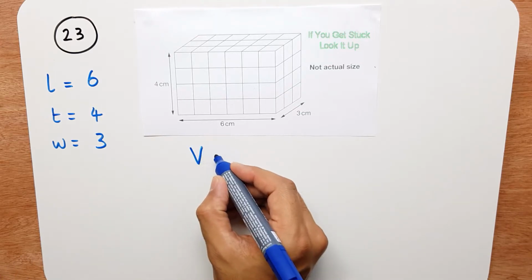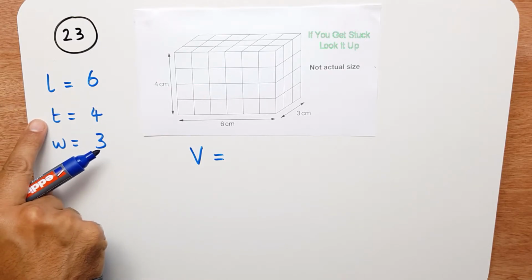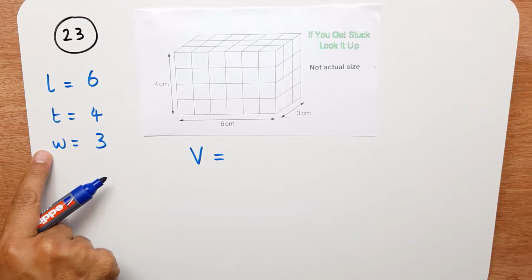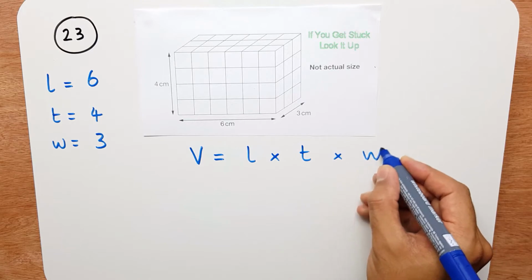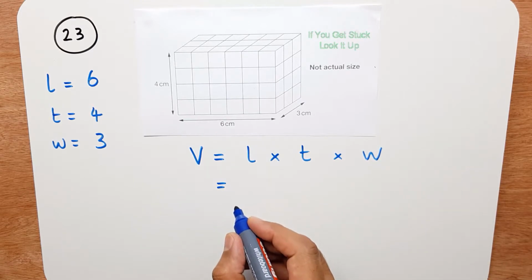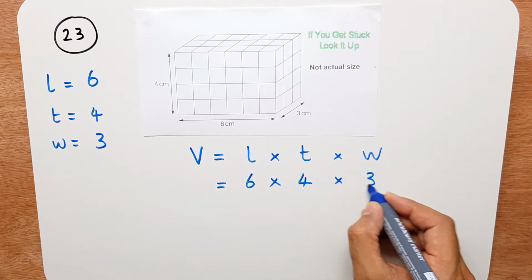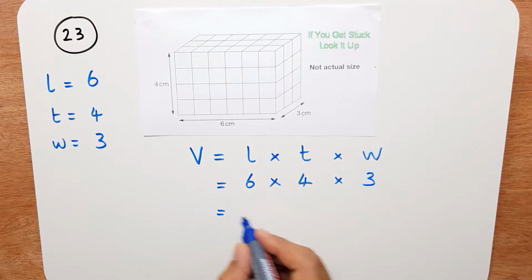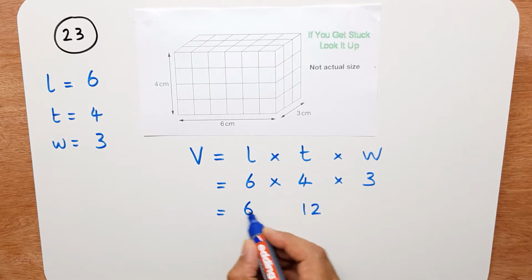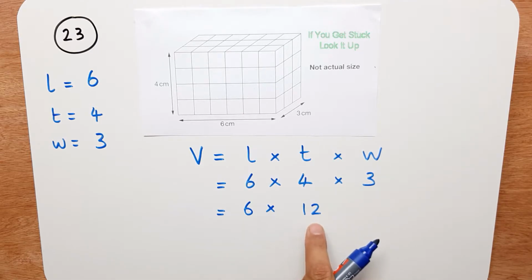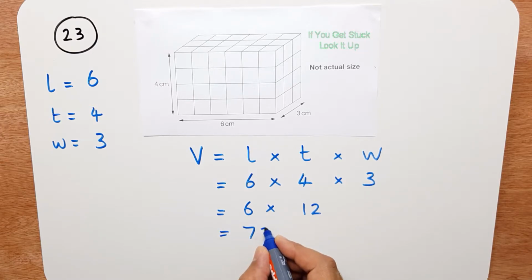So the volume is simply the length times the height, which is how tall it is, times the width, which is how wide it is. 6 times 4 times 3. So let's do this first. 4 times 3, we know it's 12. So our calculation is 6 times 12. If you know your 6 times table, you know 6 times 12 is 72.